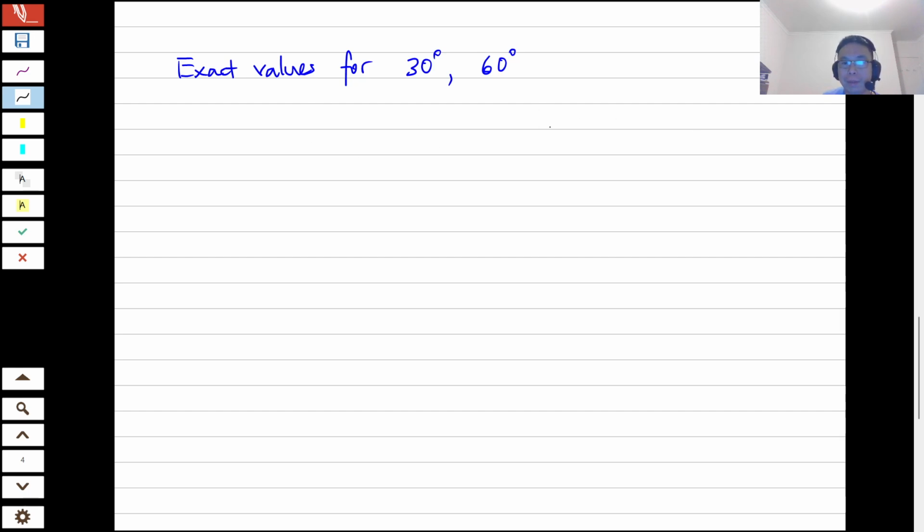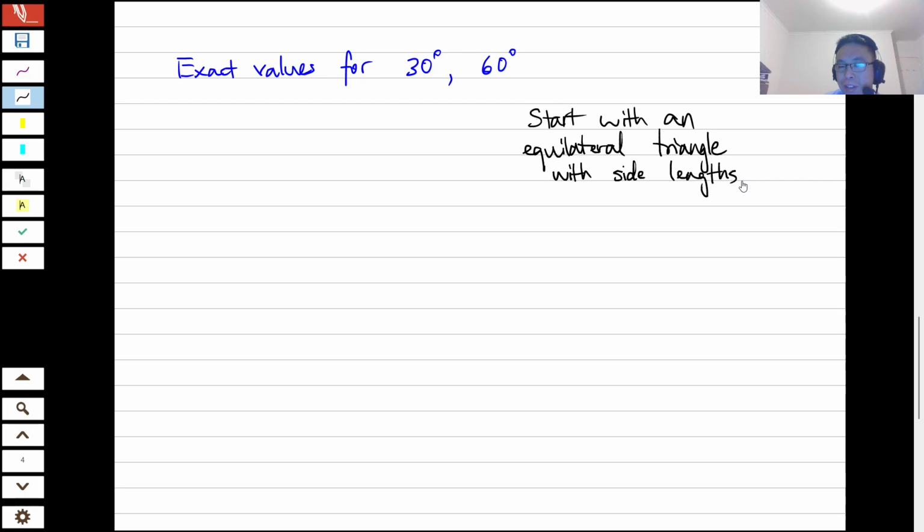Okay, this one is a little bit trickier. So this time what we need to do is start with an equilateral triangle with side lengths 2. Now, you don't have to start with side lengths 2, but if you do, it's going to make the calculation easier. So, if you've forgotten, an equilateral triangle means all side lengths are the same.